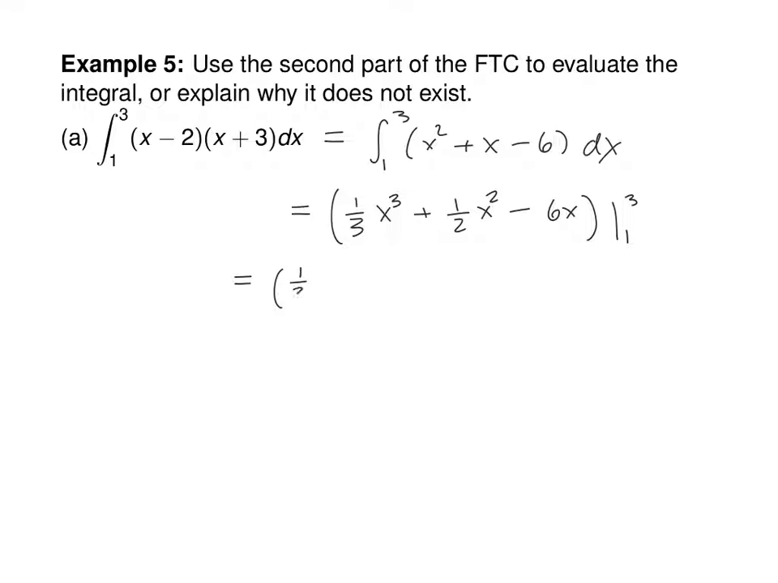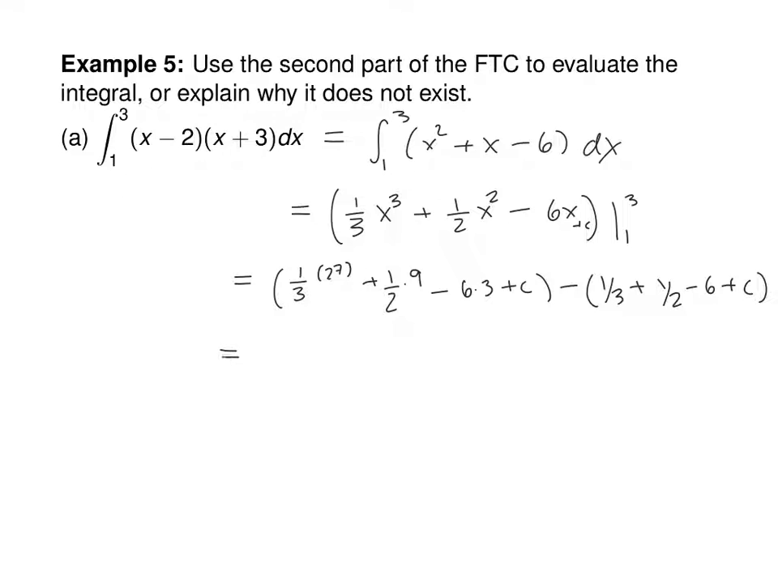So that's 1/3 times 27. And how about I add it, because you haven't seen it. I'll put a plus c there and you'll see why in a sec, okay? Plus 1/2 times 9 minus 6 times 3 plus c. That's plugging in 3. Then you plug in 1. 1/3 plus 1/2 minus 6 plus c. And what's going to happen to the c's? They're going to cancel. That will happen every time, so you don't need plus c for this stuff.